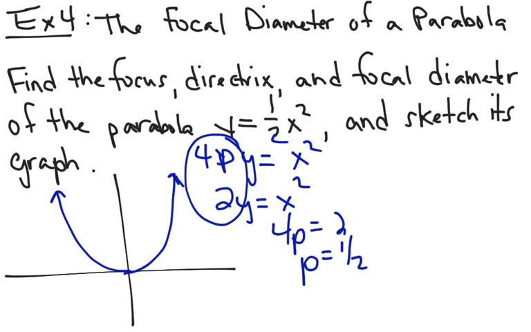All right, so p is 1/2. So I know that the focus is at 0, 1/2. The directrix must be at y equals -1/2. Okay, so now I know the focus and the directrix.